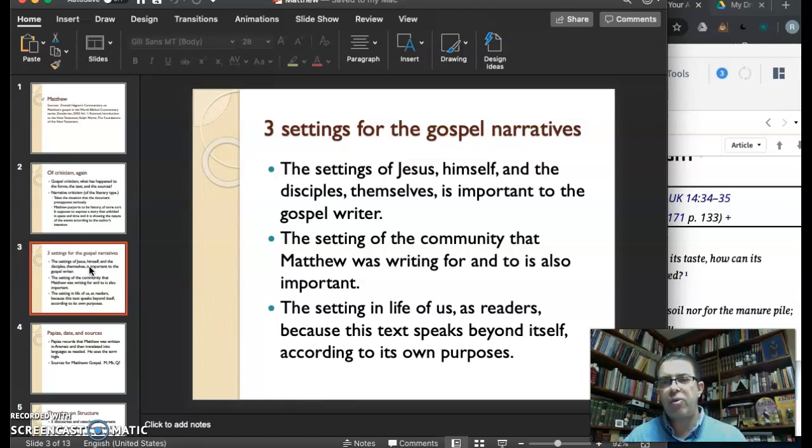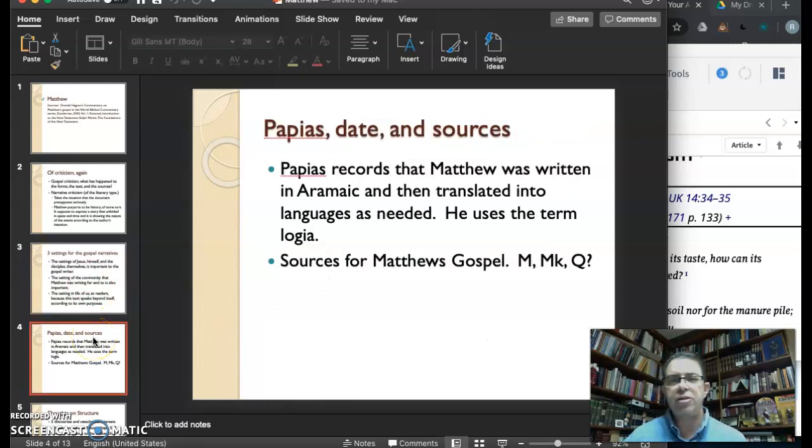Those are three settings. We're going to look as much as we can at number one and number two, and then let number three kind of emerge for us as we move through the Gospels.